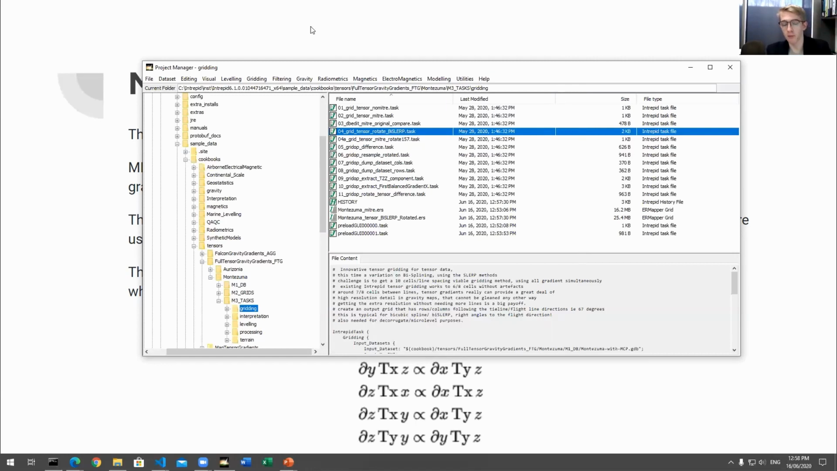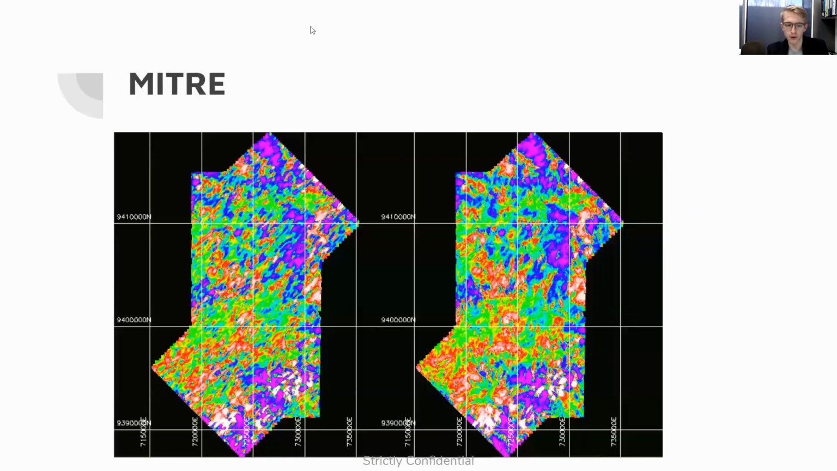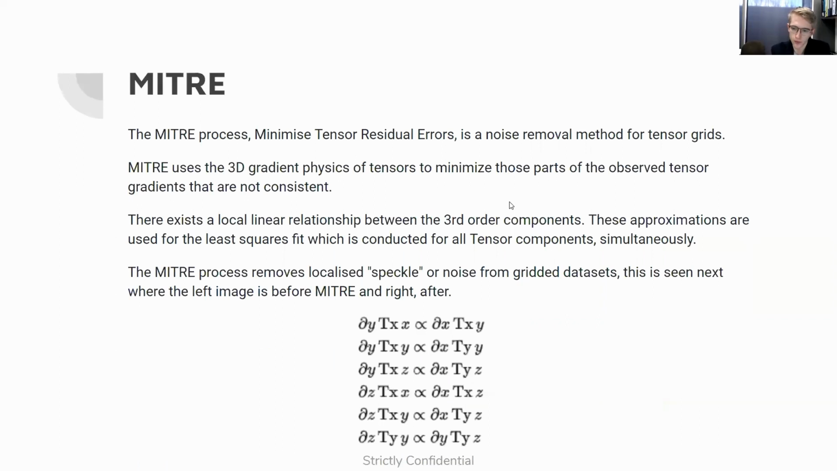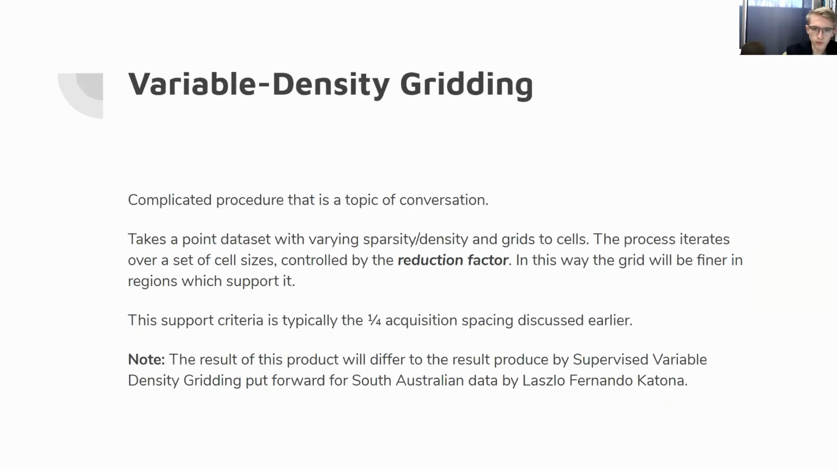Yeah, back to MITRE. We're looking at the speckle reduction or the removal here in the tensor grid. On the left here, we have no smoothing or no noise removal, and on the right, we do have the noise removal. And this is conducted adhering to, the MITRE uses 3D gradient physics of tensors to minimize parts of the tensors that don't observe what the physics should be in those locations. And this is looking at the gradients.